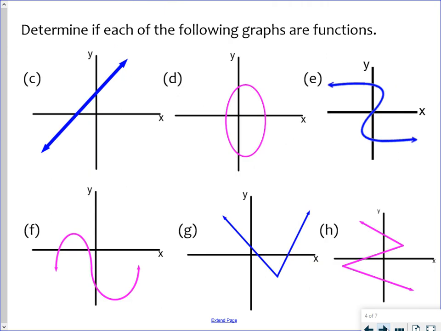Determine if each of the following graphs are functions. We have these 6 different maybe functions, maybe not. I want you guys to apply the vertical line test and tell me if they're a function or if they're not a function.